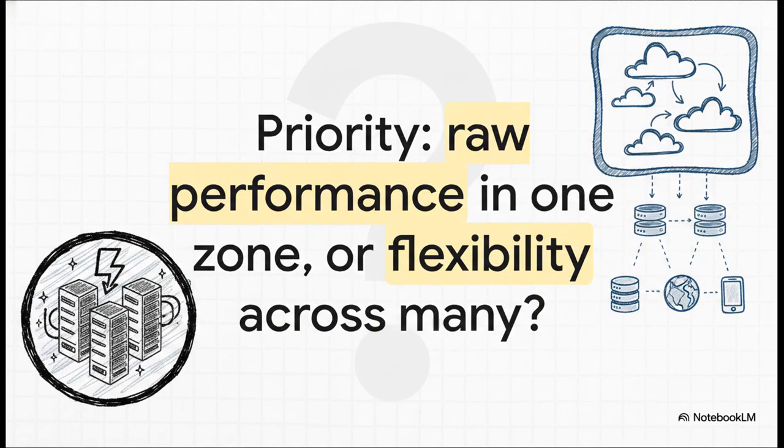Ultimately, it really just boils down to this one question. Is your number one priority raw, blazing fast performance in a single zone for a very specific type of application? Or is it managed flexibility and resilience across many zones? If you need that absolute top-tier, low-latency block performance for a specialized, cluster-aware app in one AZ, EBS Multi-Attach is your tool. But if what you need is a simple, flexible, and resilient file system that just works across your entire region for most common workloads, EFS is almost always going to be the right answer.